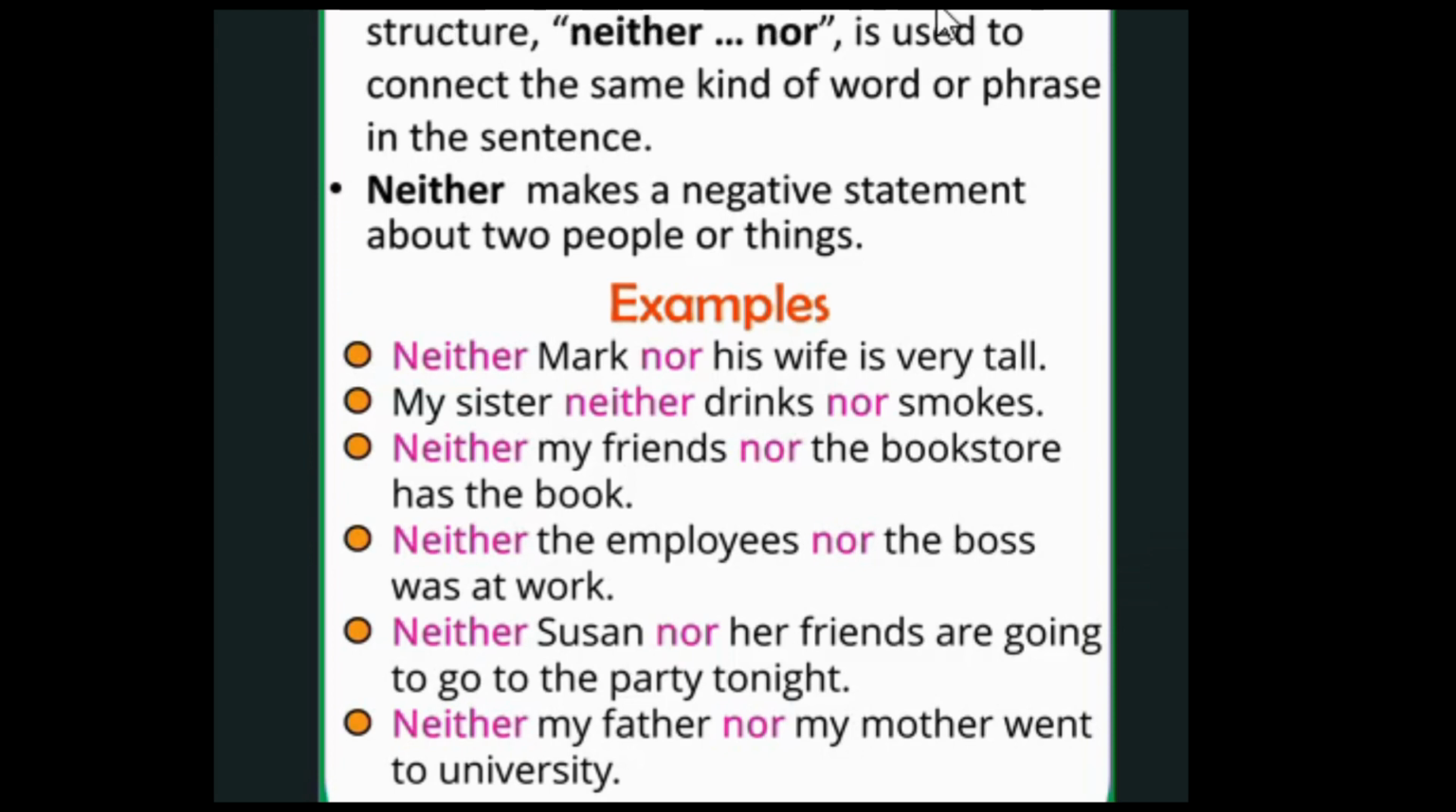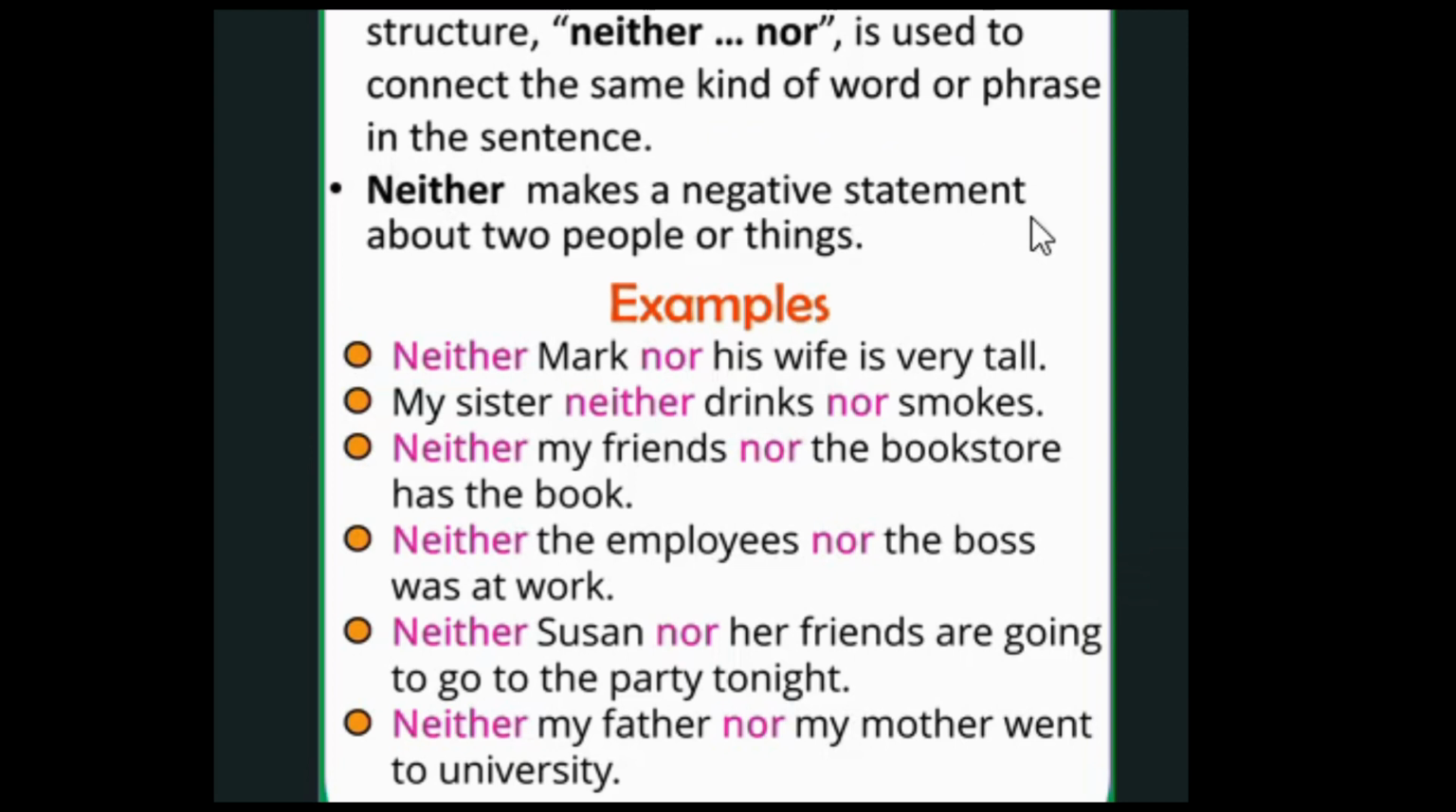Neither is used as a conjunction. This structure, neither nor, is used to connect the same kind of word or phrase in the sentence. What this word does is help connect two words or phrases to make a negative statement. That is what it means. It makes the sentence negative by connecting two or more phrases.